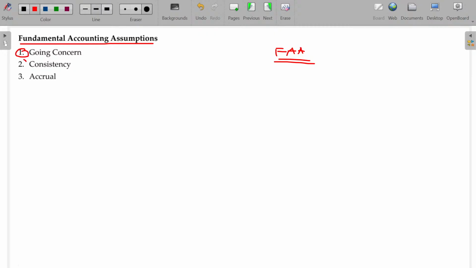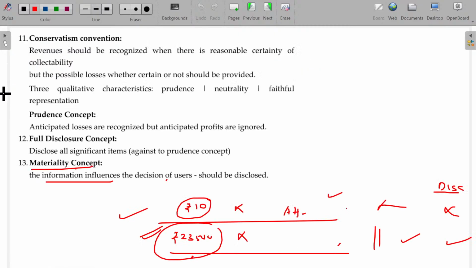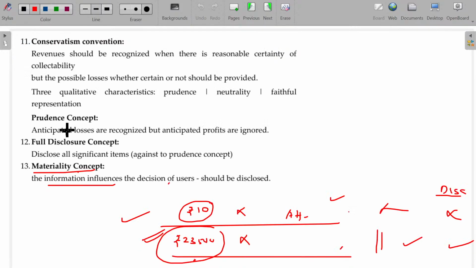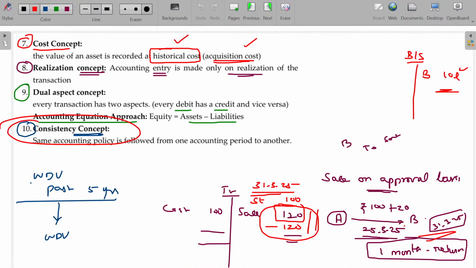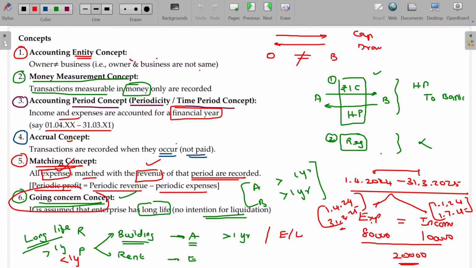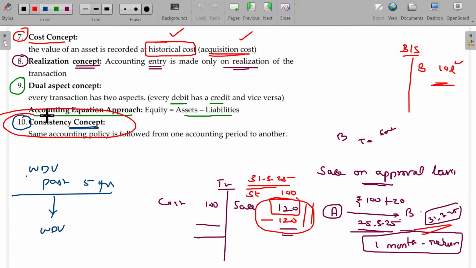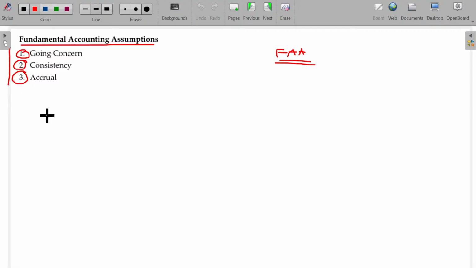Going concern, consistency, accrual. These are the three fundamental accounting assumptions we have. We have studied all three ahead, right? So going concern, accrual, and consistency. These three concepts are the base, because the concepts are assumptions only, with universal application. What are the three? Going concern, consistency, and accrual.